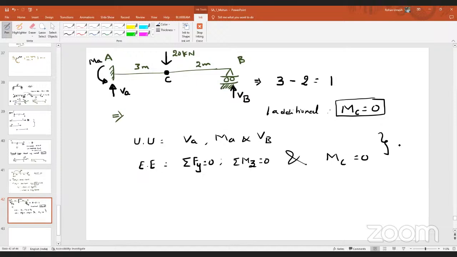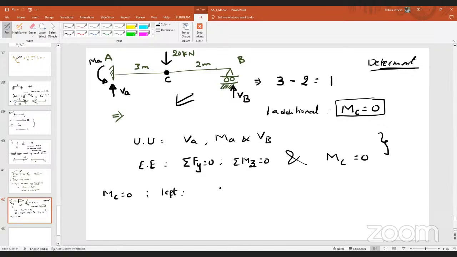3 unknowns, 3 equations. So is this determinate or indeterminate? Determinate. Now tell me, suppose I take moment at point C equal to 0. Tell me the equation if you look at it from the left side. What is the moment at point C? Look at this diagram and tell me.